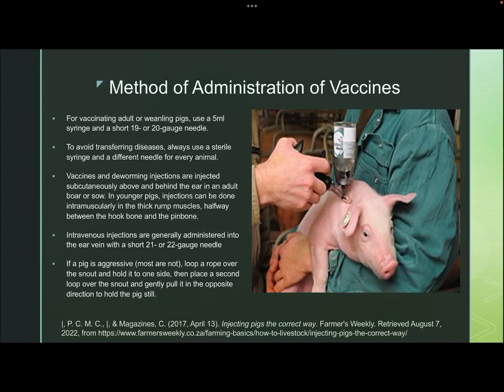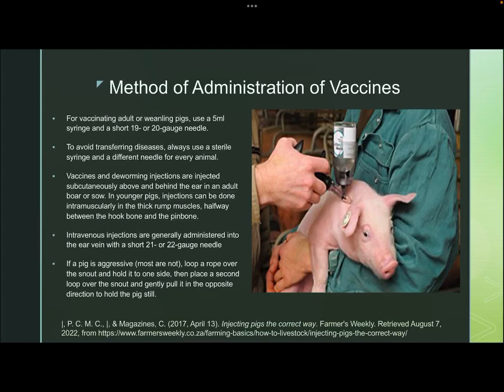Vaccines and deworming injections are injected subcutaneously above and behind the ear in an adult boar or sow. In younger pigs, injections can be done intramuscularly in the thick rump muscles halfway between the hook bone and the pin bone. Intravenous injections are generally administered into the ear vein with a short 21 or 22 gauge needle.